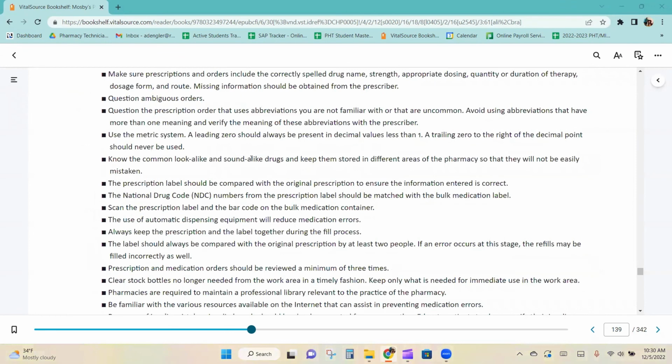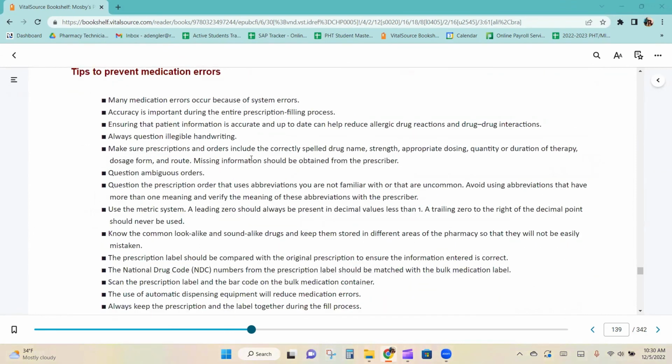And tips to prevent errors. Many medication errors occur because of system errors. Accuracy is important during the entire prescription filling process. Ensuring the patient information is accurate and up to date can help reduce allergic drug reactions and drug-drug interactions. Always question illegible handwriting. Make sure prescriptions and orders include the correctly spelled drug name, strength, appropriate dosing, quantity or duration of therapy, dosage form, and route. Missing information should be obtained from the prescriber. Question ambiguous orders.